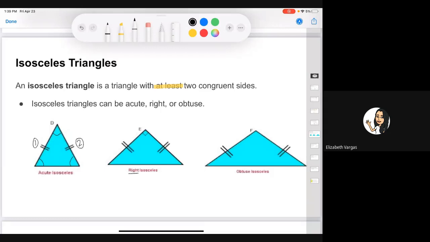Here we have a right triangle. This right triangle is isosceles because it has two congruent sides. And it is a right triangle because it has one right angle. Here we have an obtuse isosceles. Again, we have two congruent sides, at least two. And we have one obtuse angle, making it obtuse. So isosceles triangles can be either acute, right, or obtuse. Any questions about this? No?